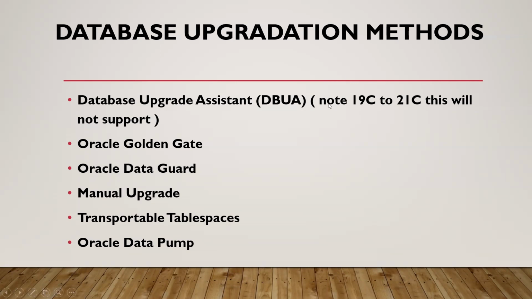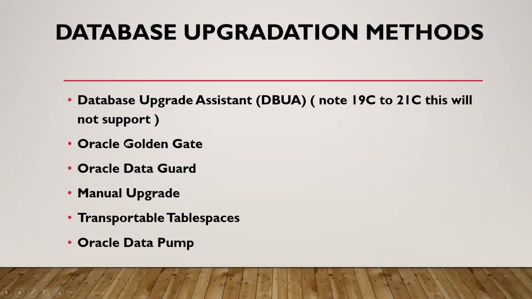If you are in 19c onwards, and you want to upgrade your database to 21c or 23c, there is no DBUA utility. This DBUA utility is not going to support from 19c to 21c. It means from the 21c release versions onwards, they have removed this DBUA utility.